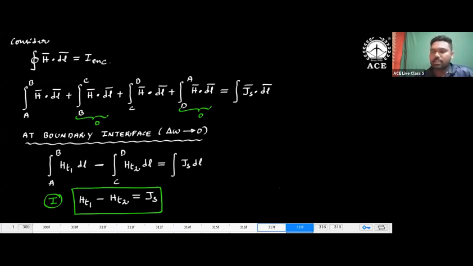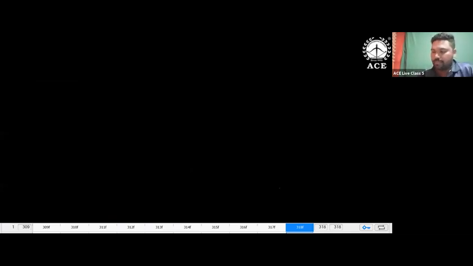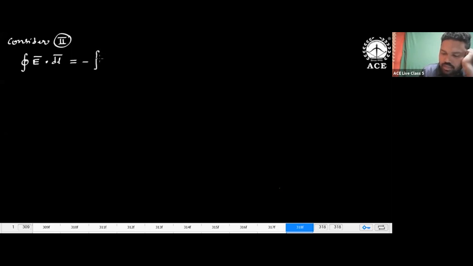For that, let us consider the second Maxwell equation. What is the second Maxwell equation? Here it is: the closed line integral of E·dl is equal to minus the surface integral of ∂B/∂t·dA.